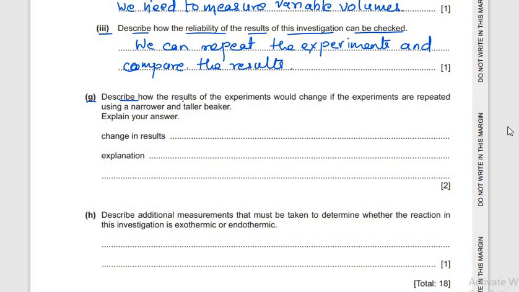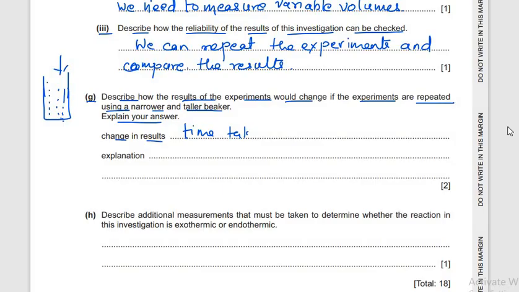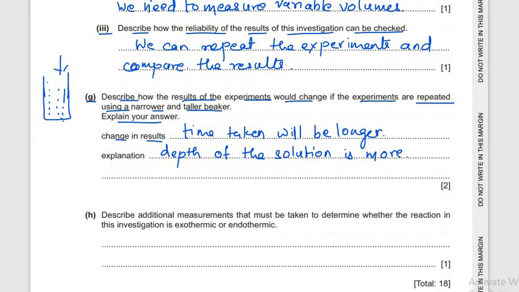Next G part is describe how the results of the experiments would change if the experiment was repeated using a narrow and a taller beaker. Explain your answer. Now if we are looking through from the top of a beaker, if the beaker becomes very longer, then it takes a longer time to see through it and make the text visible. So change in the result will be the time taken will be longer, or time taken will be more than the earlier experiment. And the explanation we can write is that the depth of the solution or the beaker is more, or you can say depth of the beaker is also more. Any one you can write here.